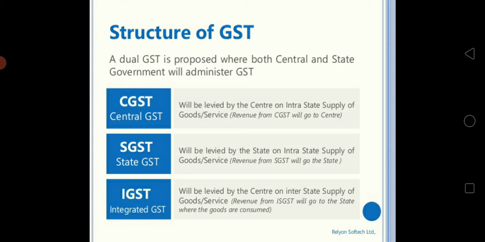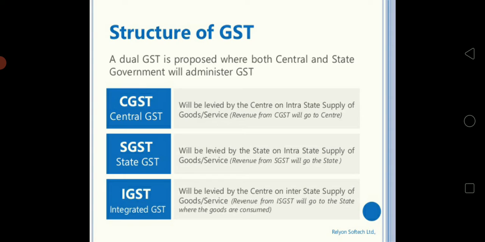So these are the three types of tax structures implemented to help the taxpayers take credit against each other, thus ensuring one nation, one tax. So this is the GST model in India.